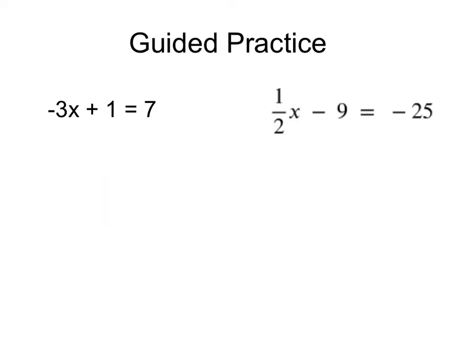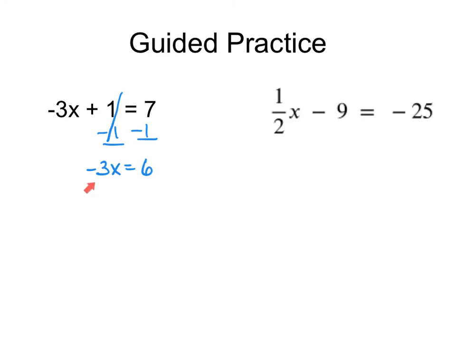Okay, let's look at a couple of examples. I have -3x plus 1 equals 7. I need to isolate this x, so I need to get rid of this constant and this coefficient. I'm going to start with the constant first. The opposite of a +1 is a -1, so I'm going to subtract 1 from both sides of the equation. Remember, I need to keep my equation balanced. The 1's cancel out, and I'm left with -3x on the left side, and then 7 minus 1 is 6.